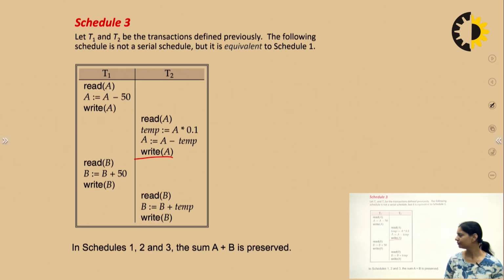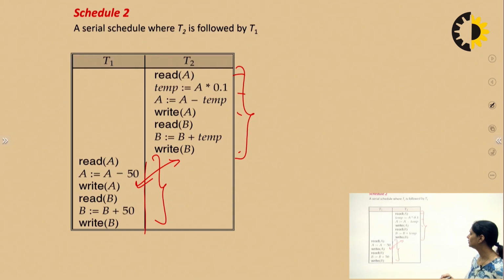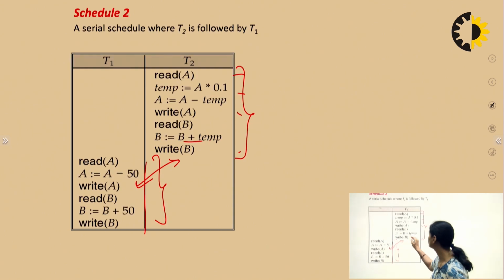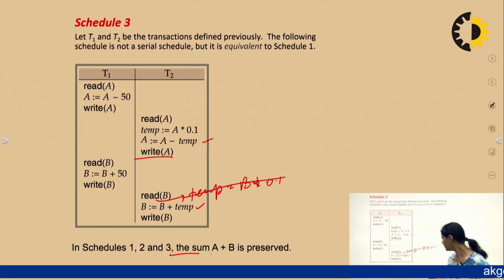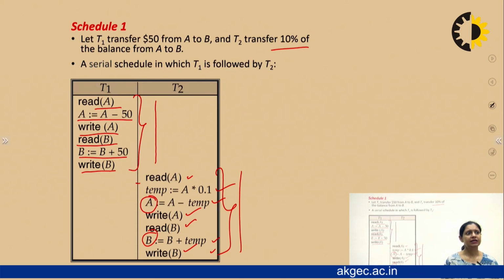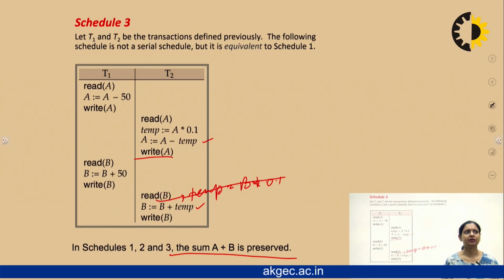We have missed one statement over here. That statement would be temp is equal to B into 0.1. The statement here would be the same one where the temp value is added into account B. So if we look at all the three schedules, the sum A plus B is being preserved. Whatever value we get for A plus B in schedule 1 is the same as that of schedule 2 and the same as that of schedule 3.